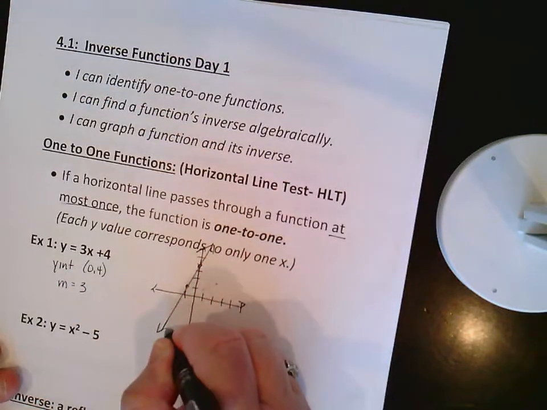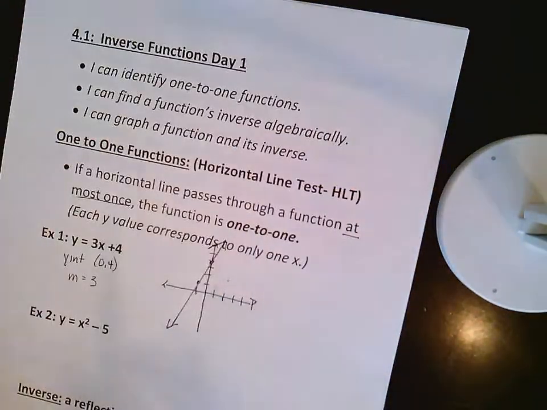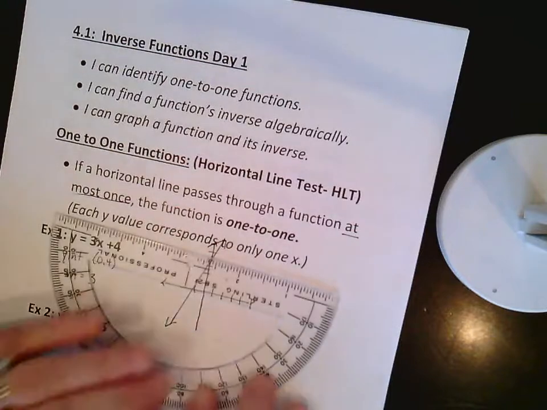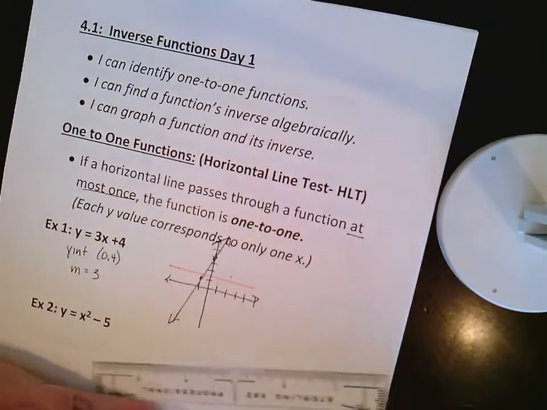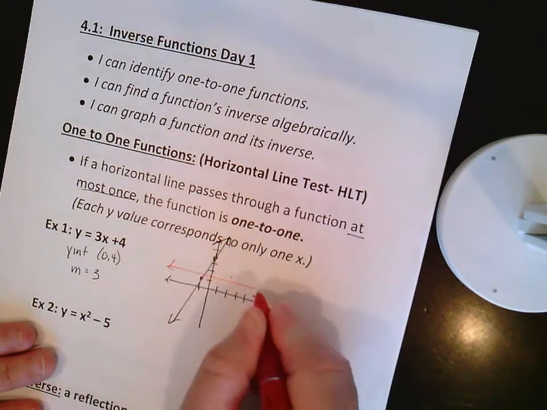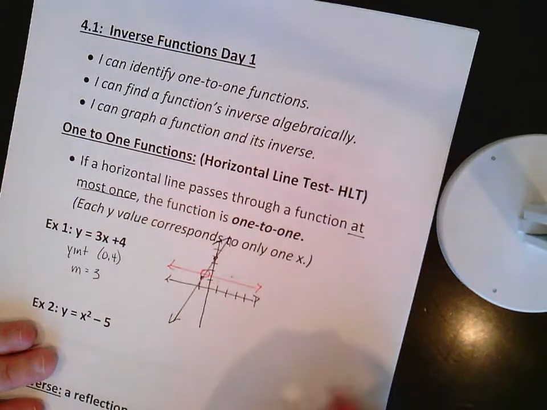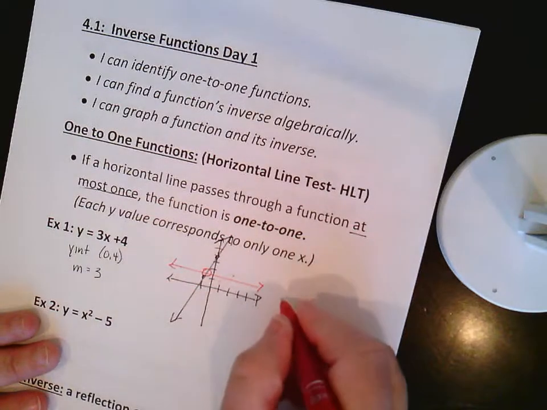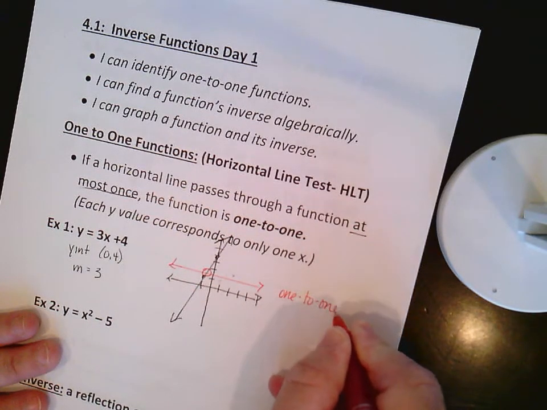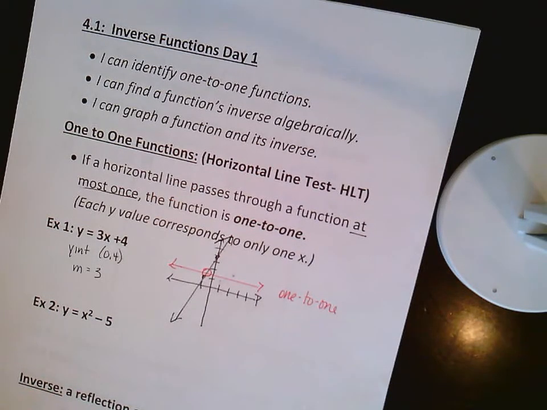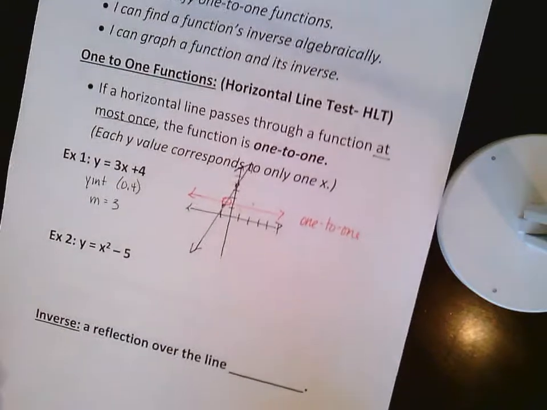And then I'm going to draw a horizontal line through it to determine if it passes through the function at more than one point. This is my horizontal line. It only passes through the function at one point. That means it's one-to-one. Now remember, we had the vertical line test previously, and if a vertical line passes through it only once, that means it's a function. But if a horizontal line passes through it only once, then it's a one-to-one function. Okay, so let's look at the next one.